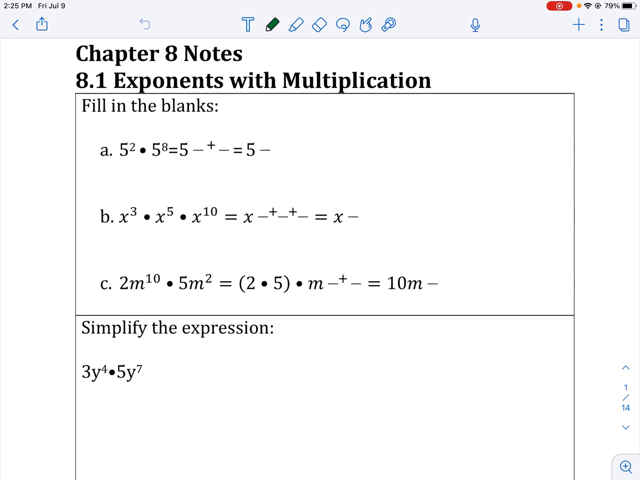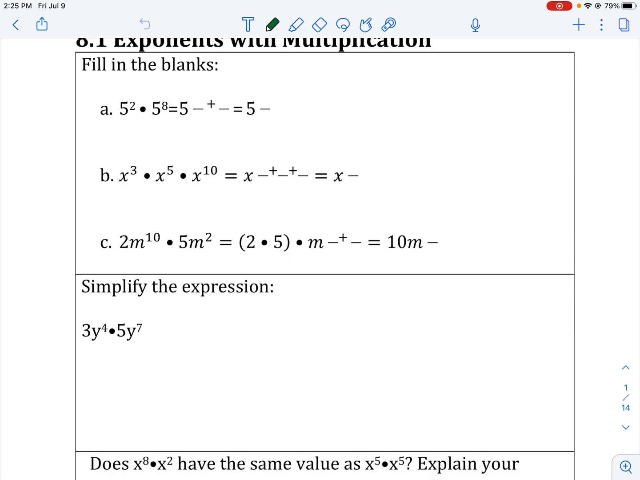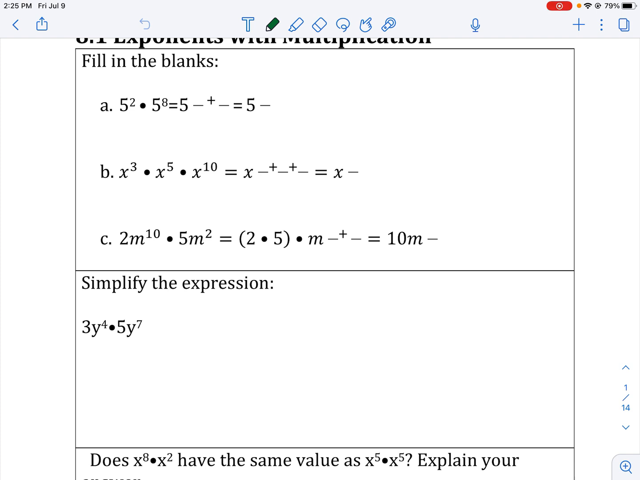In this section we are going to be using exponents, and talking more specifically about exponents when it comes to multiplication and what we do with those exponents. So first, it's telling us to fill in the blanks. I'm going to do the long version of exponents.